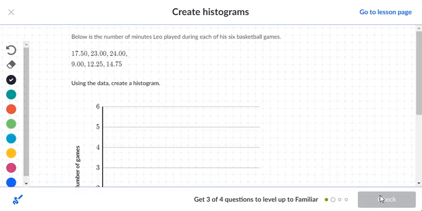Below is the number of minutes Leo played during each of his 6 basketball games. Using the data, create a histogram. So again, we want to go ahead and put these in order. So our smallest one is 9. Now after 9, the next smallest one is 12.25. And then the next largest one is 14.75.